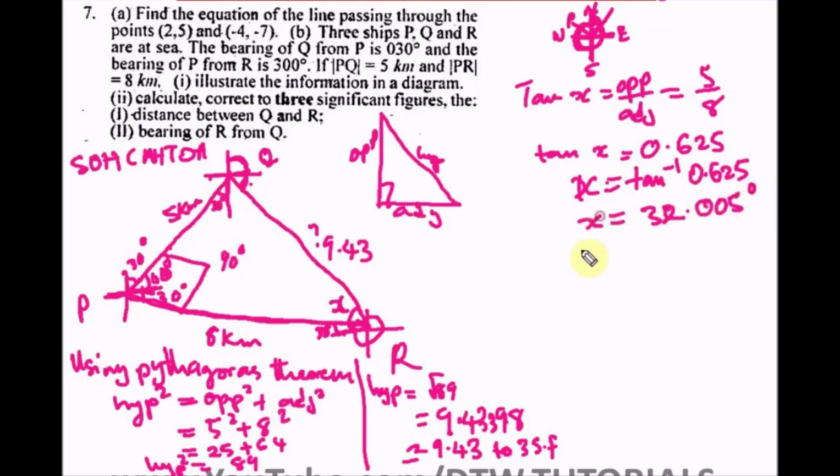32.005 degrees. Okay, so x is equal to 32.005 degrees. So definitely to get this whole angle, we add up 30 plus x. So 30 plus x will be equal to what? That is 30 plus 32.005. So this is going to give us what? 62.005 degrees.